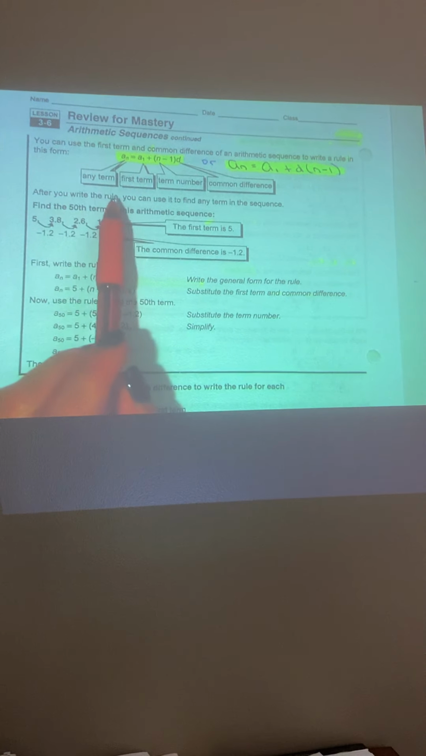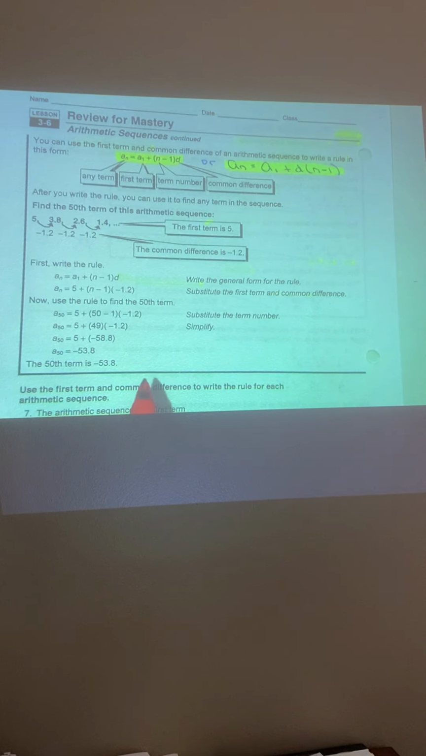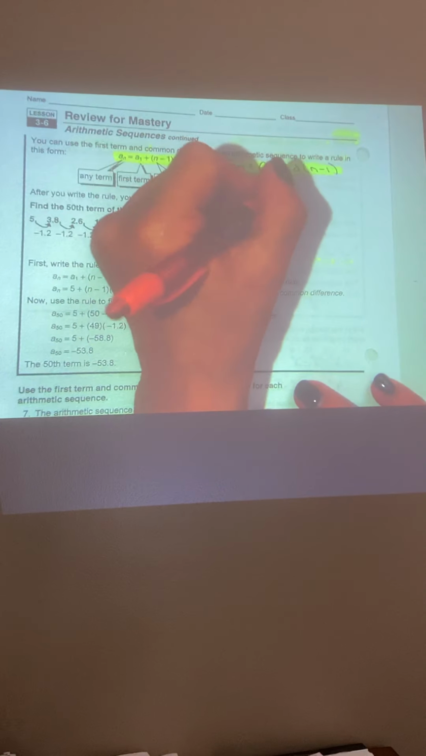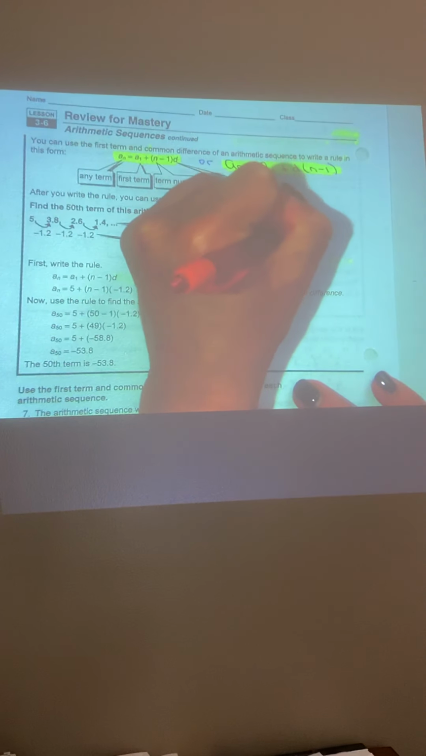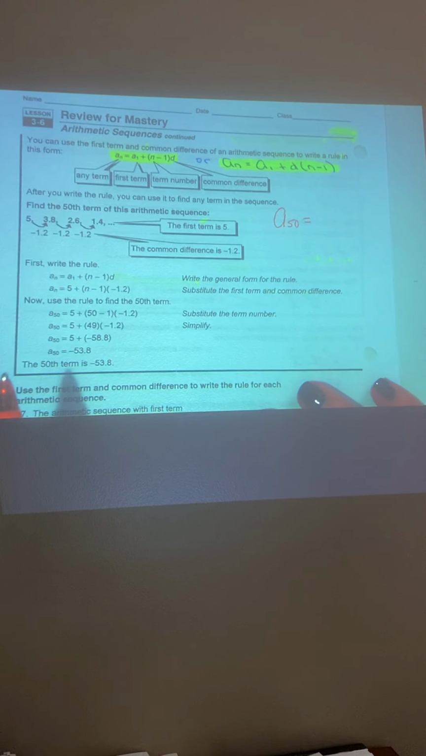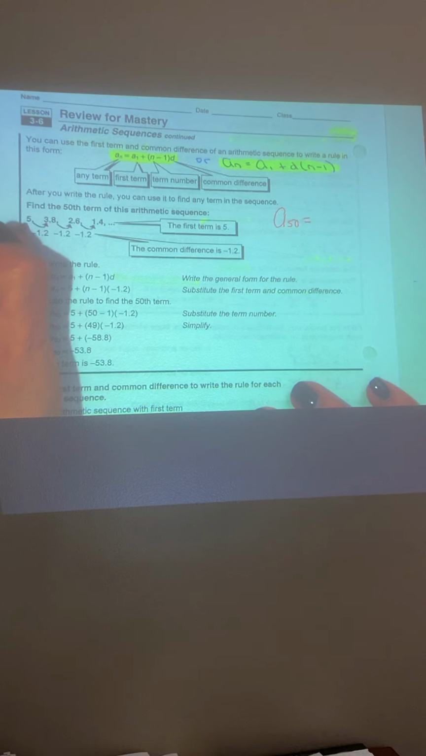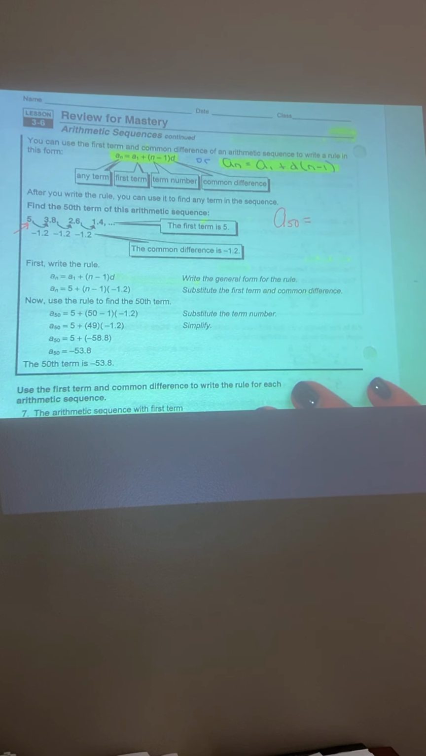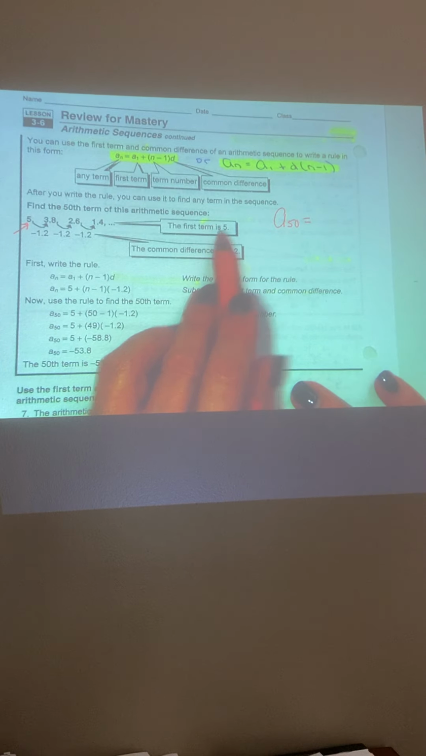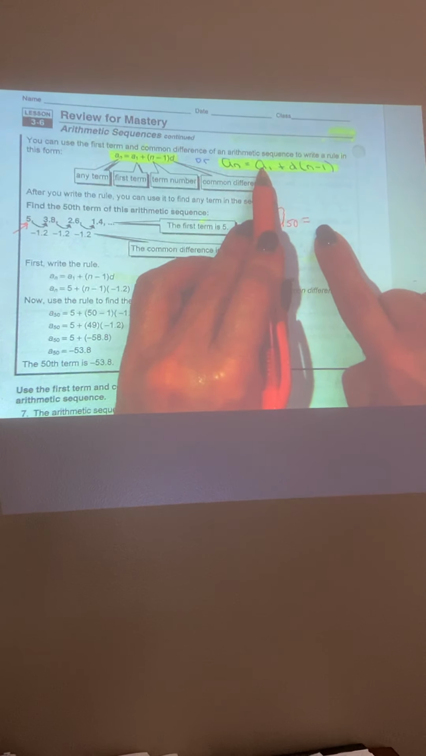After you write the rule, you can use it to find any term in the sequence. So what we're doing is finding the 50th term of the arithmetic sequence. To find the 50th term, it is a sub 50, because that's the 50th term. That's a sub n. Now, what's the first term? Well, here's the first term right here, the first thing you see. The first term is 5. So a sub 1 is 5.